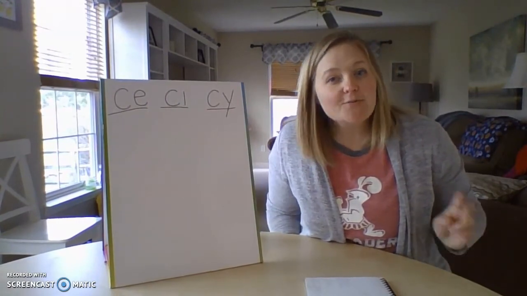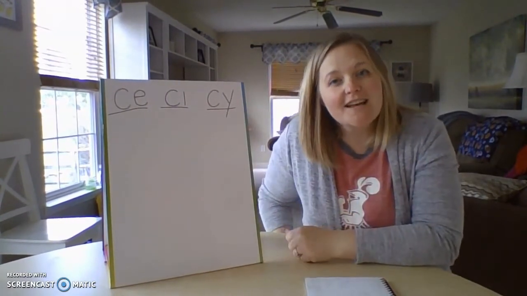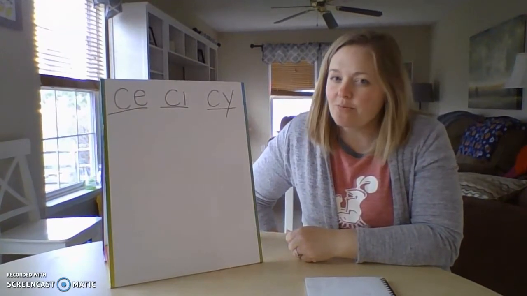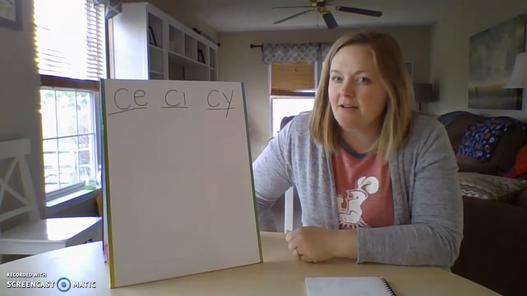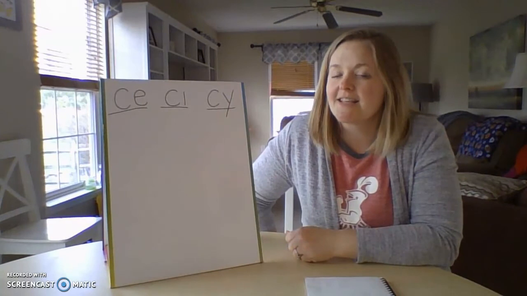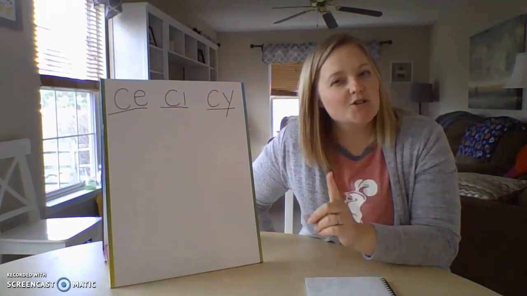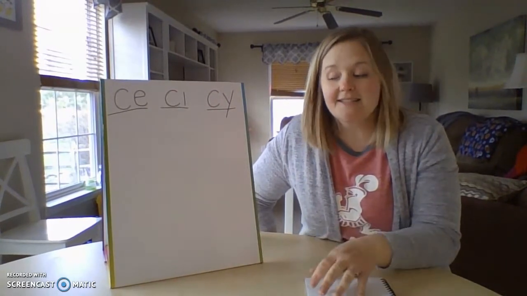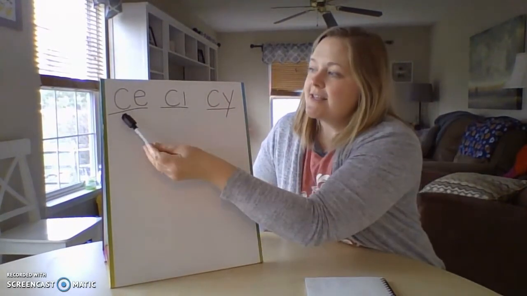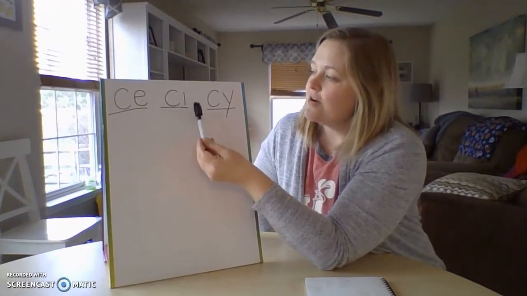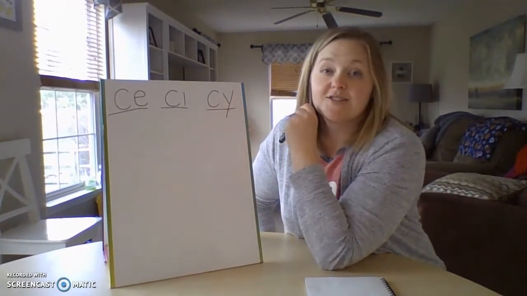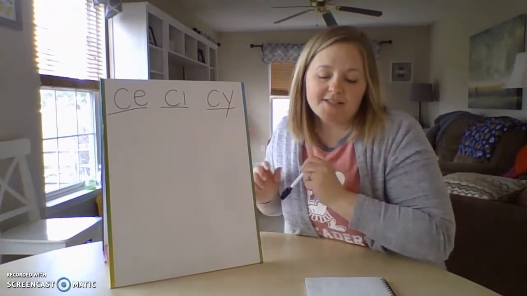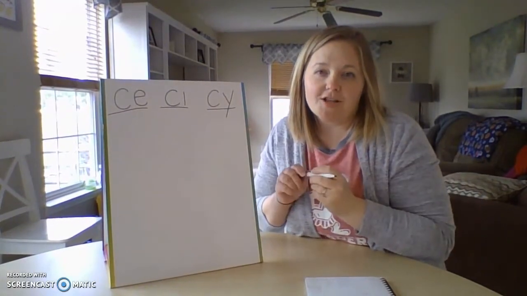So, boys and girls, we know C makes two sounds. One sound is k, but another sound that C makes is a soft sound. It sounds like an S, and it says S. A trick to remember if your C says k or s is that if it is CE, CI, or CY, it's the soft C.